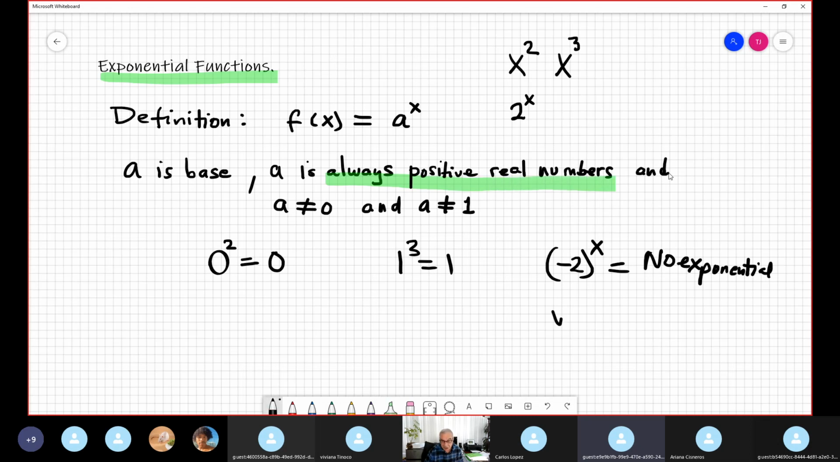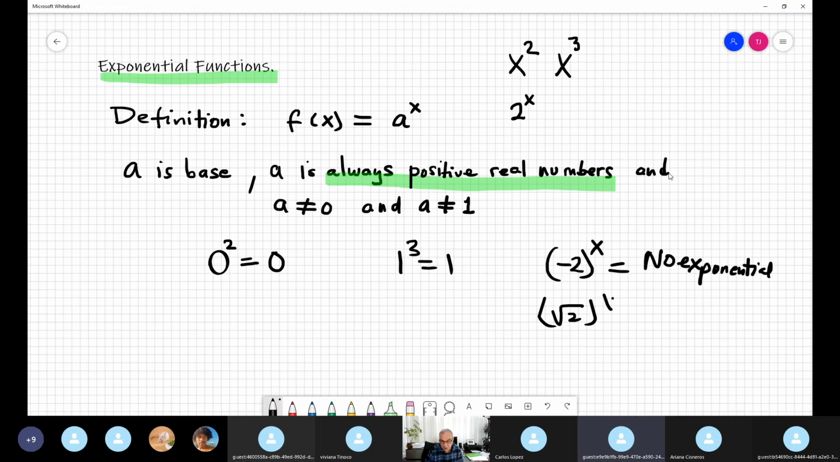Why not radical 2 to the x? Yes, it's perfectly legal. It's possible. A real number, but positive. Not 0, not 1. However, we have to separate two kinds, two groups of the exponential.